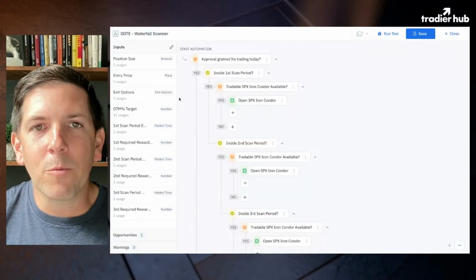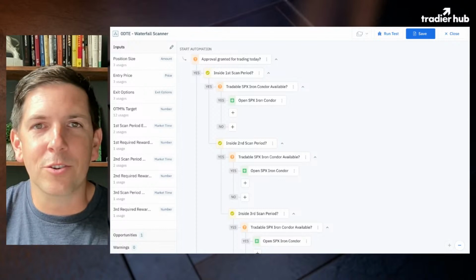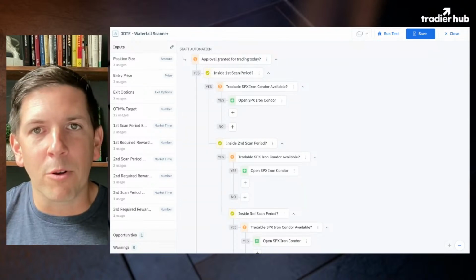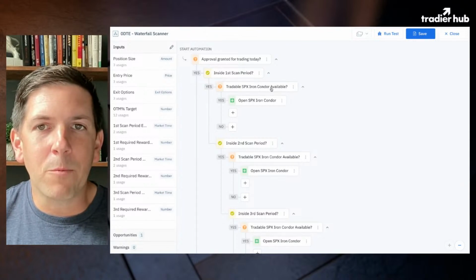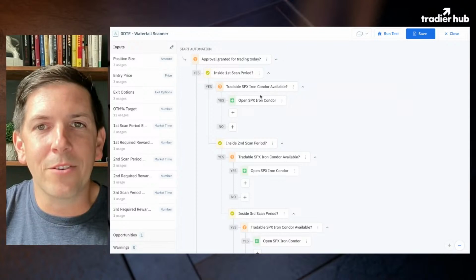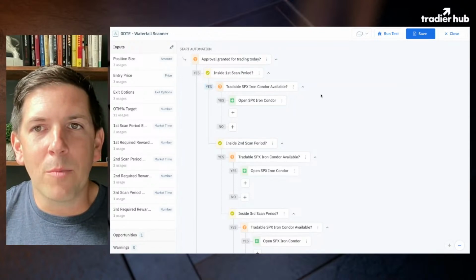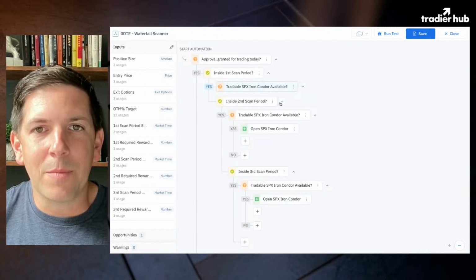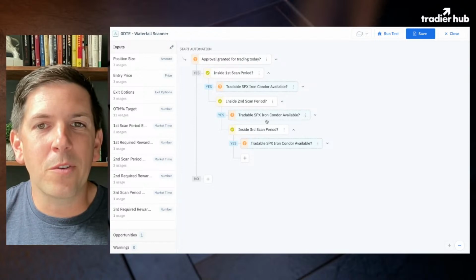If you look at what the automation is doing inside, it's first checking to see if it's approved for trading, which goes through a process making sure there are no Fed days or crazy volatility. We just want general market days that we want to trade. Then it checks to see if it's inside the first scan period and if there's an iron condor available that meets our requirements. If there is, it opens the position, manages it, etc. If there's not one available, then we look inside the second scan period and then again inside the third scan period. So you can see how it's going through this waterfall progression through different periods of the day.